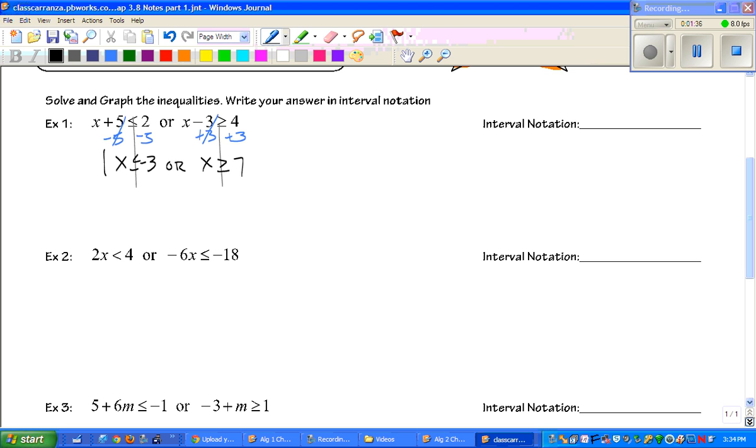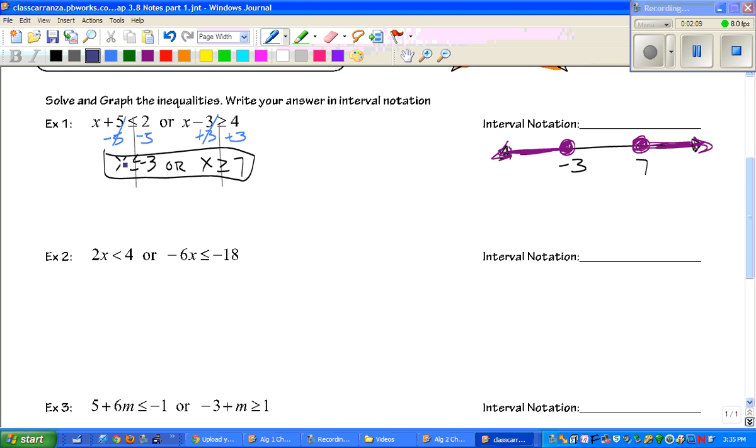So these are our answers right there. But now we have to graph them and put them in interval notation. So I'm going to do the graph first, -3 and 7. X is less than or equal to, so that means it's a closed circle, and then we're shading to the left. For our other one, we also have a closed circle, but now we're shading to the right.